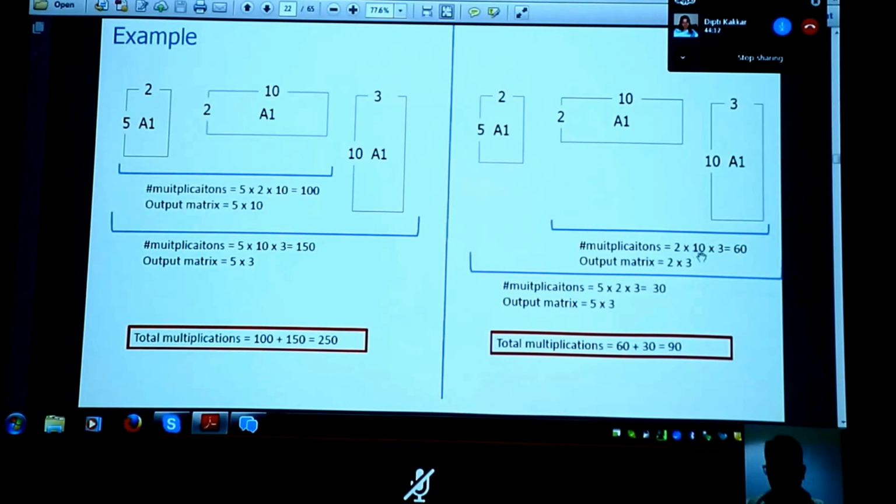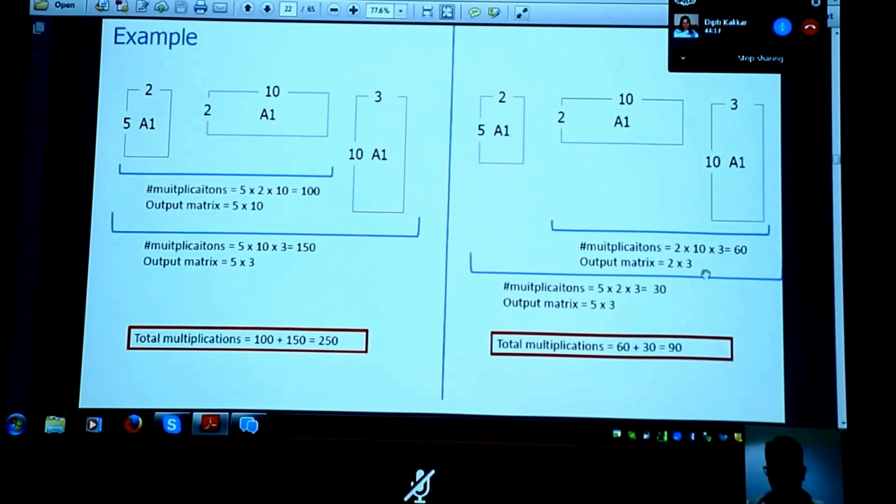Whereas this guy has avoided it. He has put the 10 away so that the 3 is the one that appears 2 times. Here, 2 I guess, 2 is the one that appears 2 times. So that is the way he tries to save. You try to hide your higher dimensions as much as possible. Don't let them appear in these products too many times. That's the general idea.